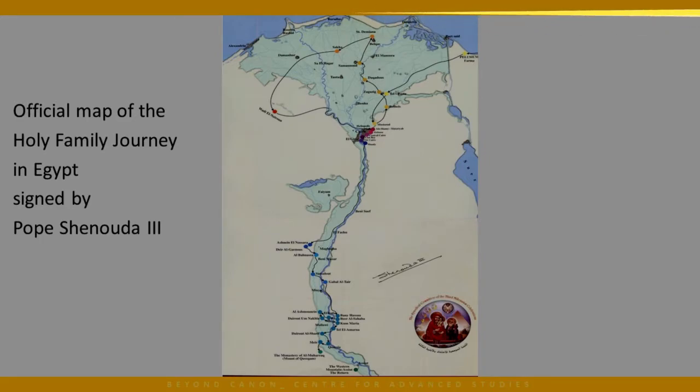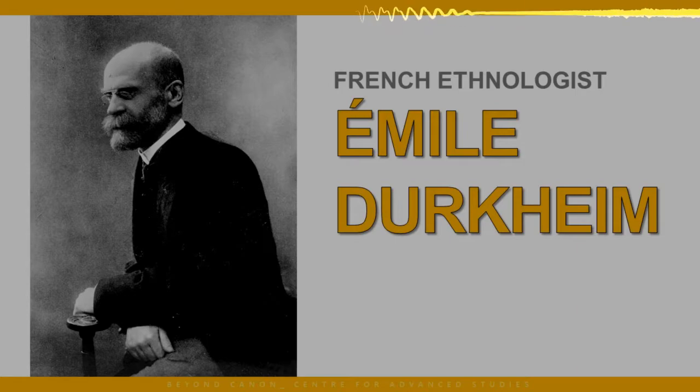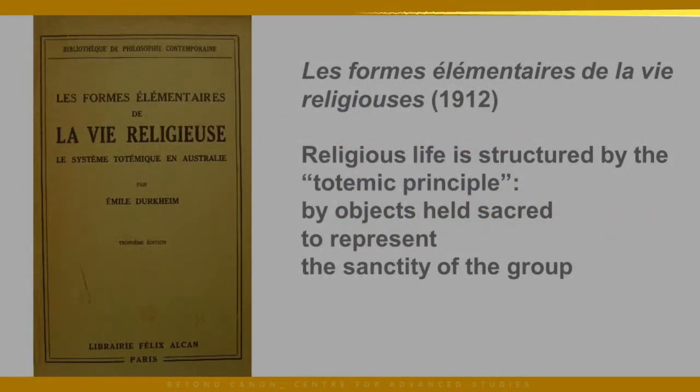In the cases of Rome and Egypt, we discover another function that religious objects serve. They are not only materializations of religious ideas, they also bind stories to certain places and thus help to establish a religious topography. It was the French sociologist Émile Durkheim who pointed out the eminent role of sacred objects for a group's identity. Religious life is structured by what he calls the totemic principle, by objects held sacred to represent the sanctity of the group.